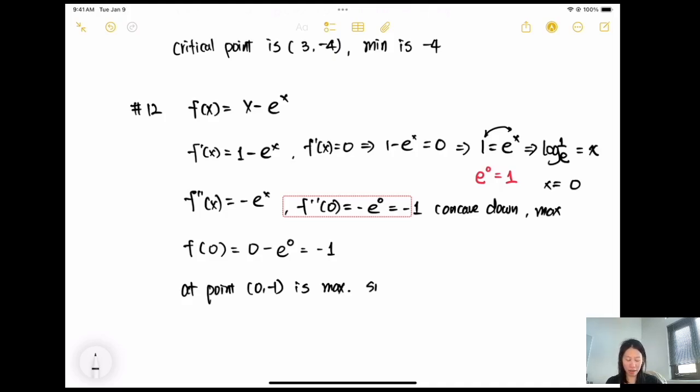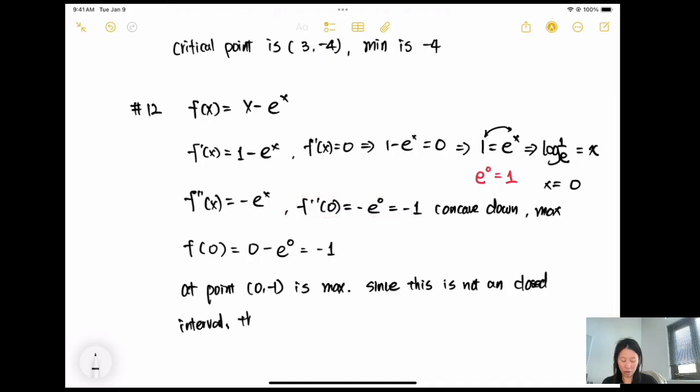And since this is not a closed interval, there is no global minimum, because the function can go as far as it wants.